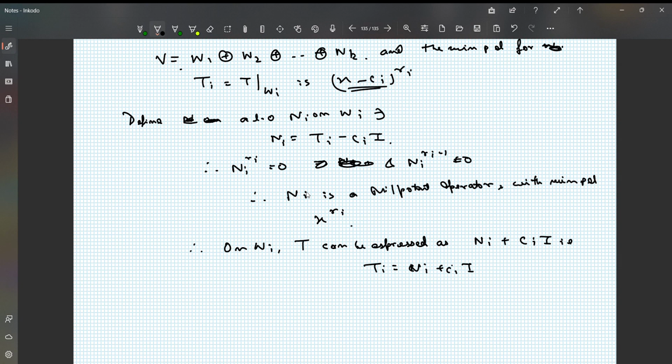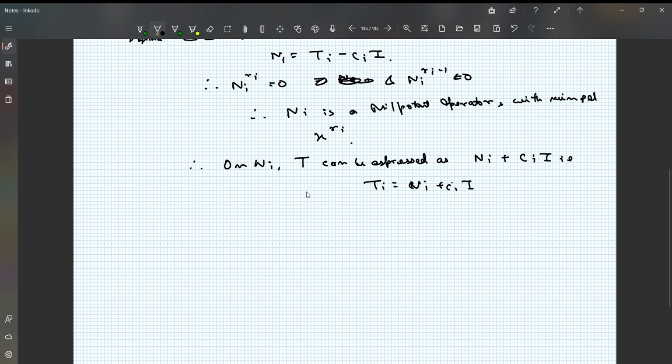Ni plus Ci I. So I am talking about Ti can be written as Ni plus Ci I, right? Now what is the matrix representation of Ni? So the matrix representation of Ni is of this form, right? So Ni has this form. So it's of the form 0, 1, 0, 0, 0, let me just simplify it. So I'm trying to just frame out a matrix representation of this, right?